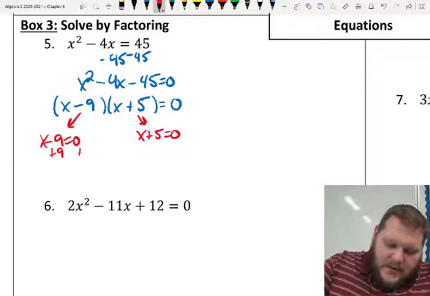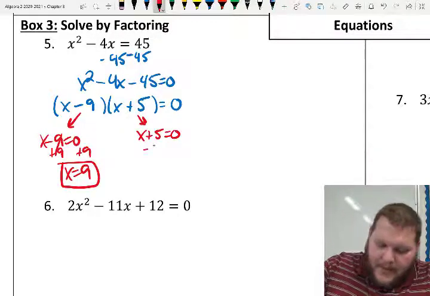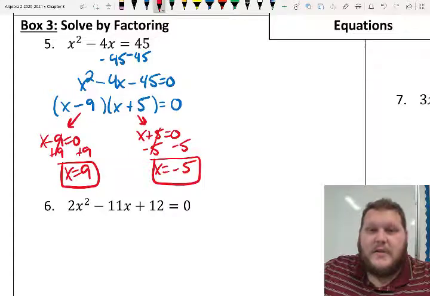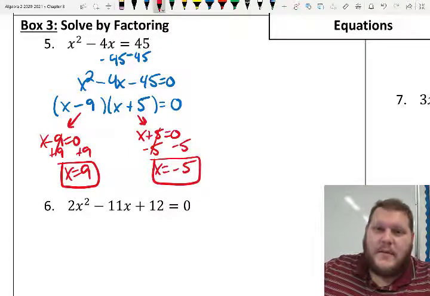So then I just solve each of those for my two solutions, add 9 on both sides to get my first solution of positive 9. I subtract 5 from both sides to get another solution of negative 5. And those are my two answers. If I plugged either of those two x values into my original equation, it would make my equation true.